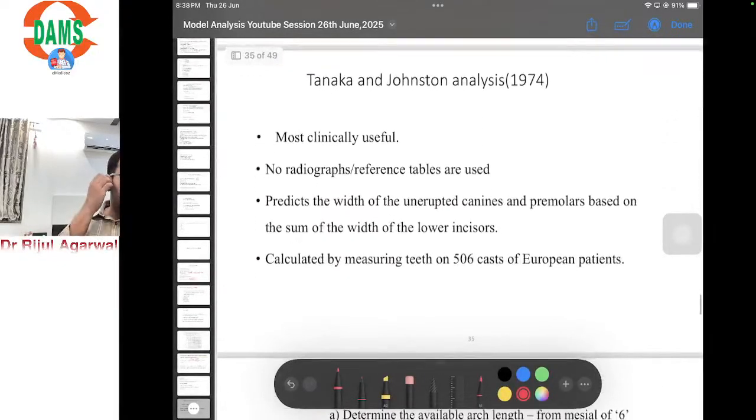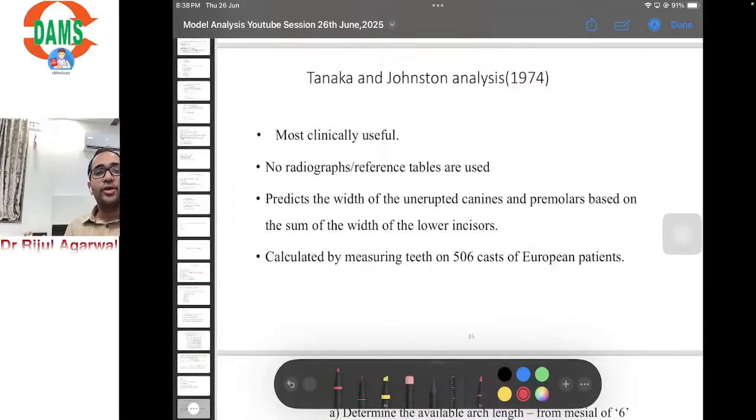Okay, so as this was the first Moyers analysis, next is the Tanaka and Johnston analysis. It is the most clinically useful, as I said. Most commonly used is Moyers, most clinically used is Tanaka and Johnston. Here we don't need any radiographs, which was there in the previous one as well. Here you don't even need reference tables.